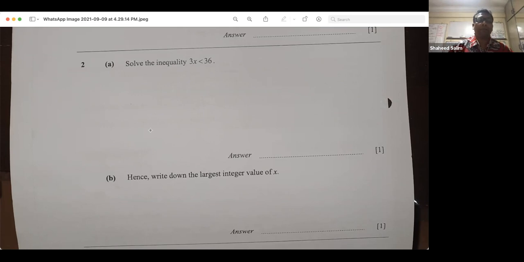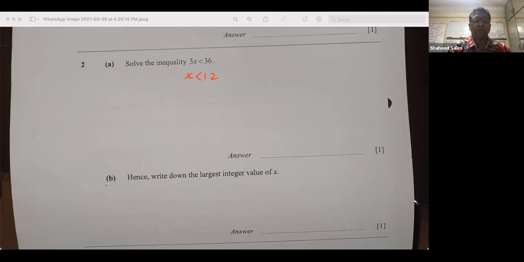Shafi? Okay, well done. Ryan, come. Ryan, pretend this is equal and find x. Divide by 3. 12. This one now, follow like that.